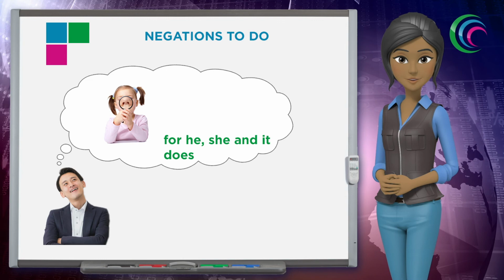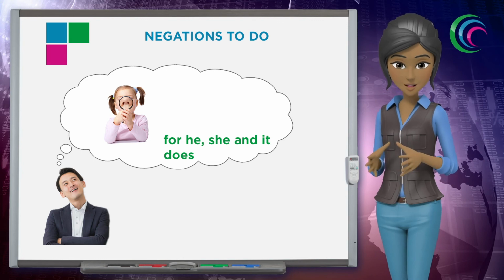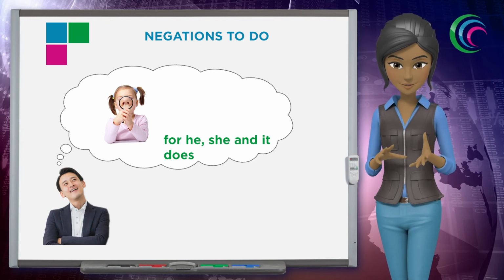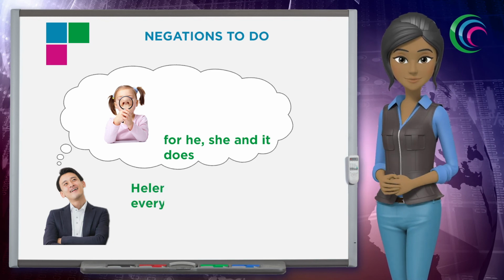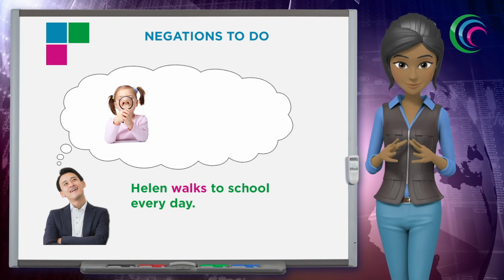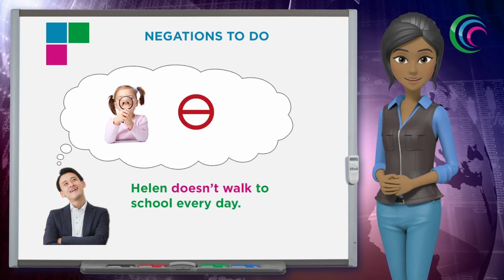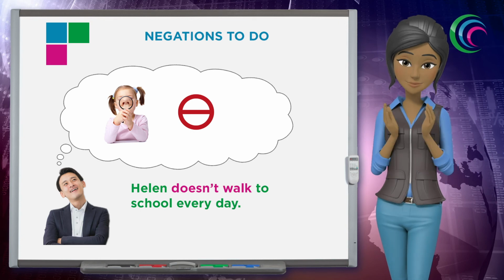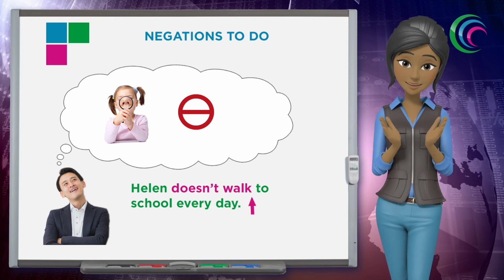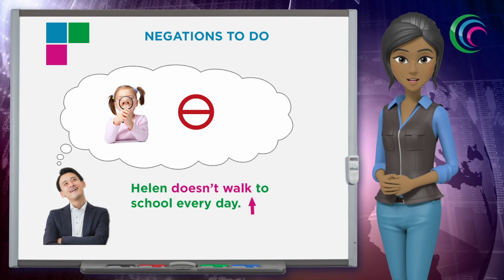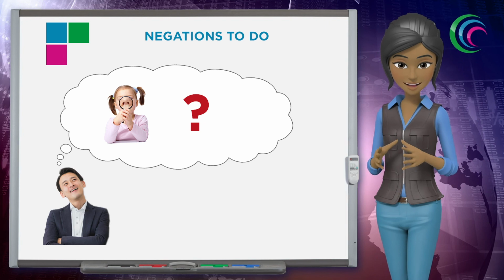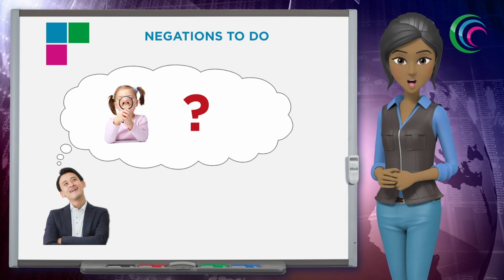Remember, for he, she, and it, we use does instead of do. Helen walks to school every day. Helen doesn't walk to school every day. Notice how the S in the word walks disappears. This is the same as with questions using does.